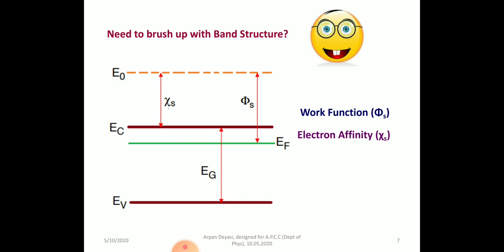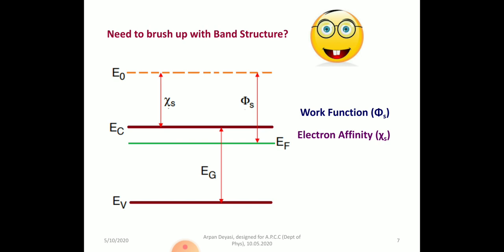You know what non-degenerate means? A non-degenerate semiconductor means the Fermi level should lie inside the forbidden region. Now think about the case of a degenerate semiconductor. If it is p-type degenerate, then the Fermi level will go inside the valence band. If it is n-type degenerate, then the Fermi level will go inside the conduction band. Now for p-type degenerate, we have no problem. The work function will be much larger, greater than the electron affinity.